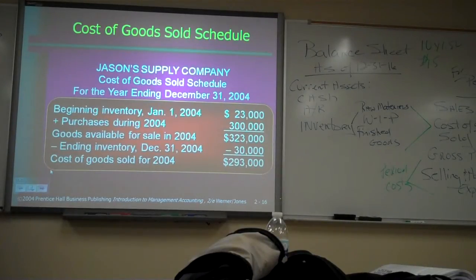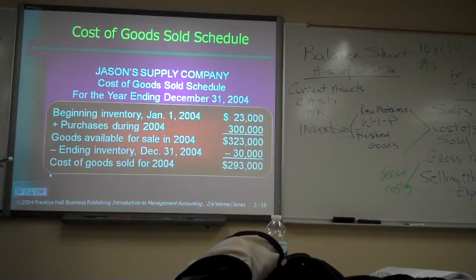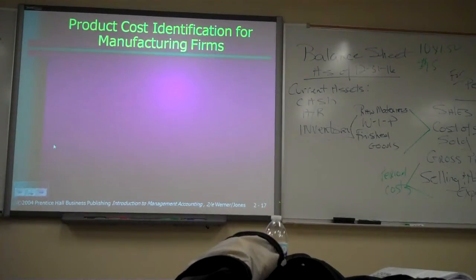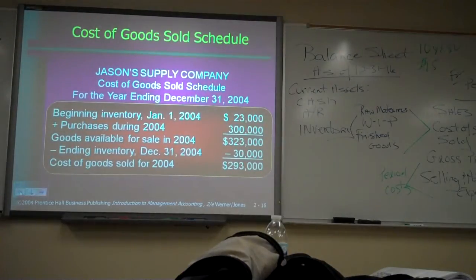So the ending inventory is what you have left. Ending inventory is what's left. So say at the end of 2004, you have $30,000 worth of bats left. That means you sold $293,000 worth of bats. That's the logic. How much could you have sold? How much did you not sell? And that tells you what you sold. I know that's not real profound, but I want to stop there and make sure you can think through that.